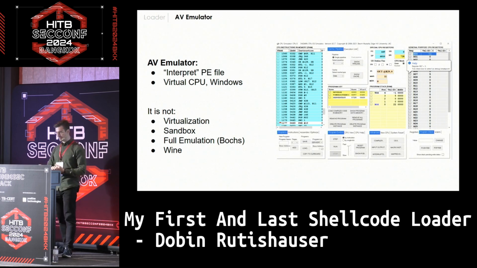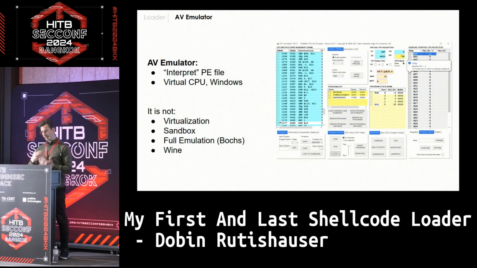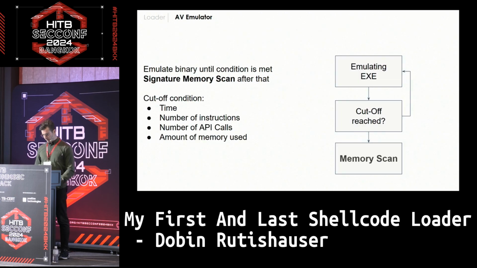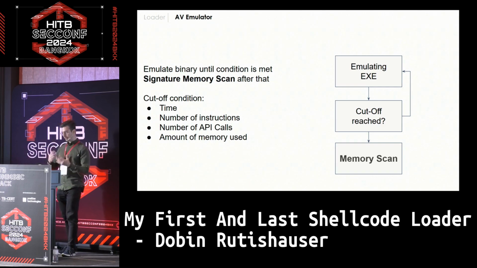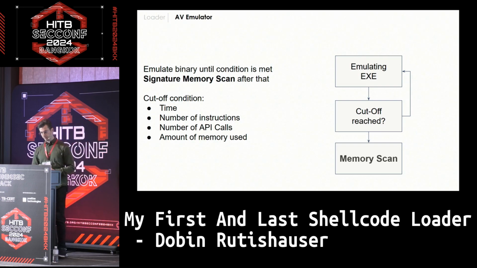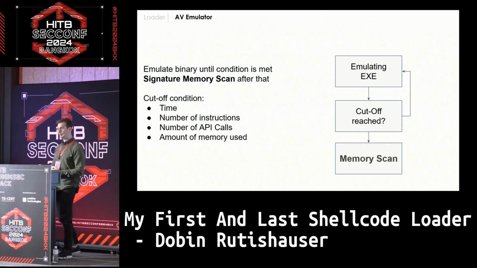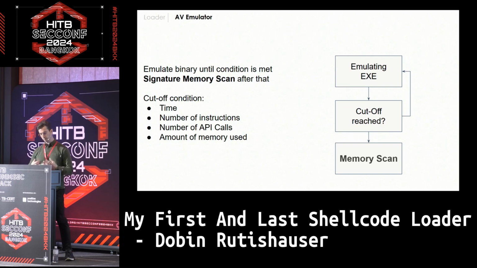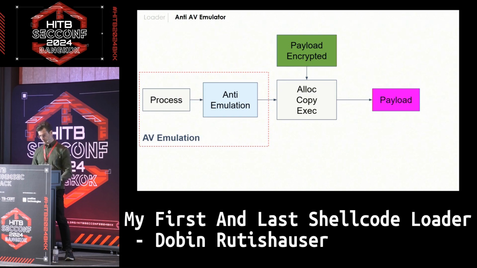Here's a symbolic picture. It doesn't look like this, but you can imagine you just go through the opcodes and re-implement the functionality. This antivirus emulator will open the file and start emulating a little bit, and usually it has a cutoff time. This cutoff condition can be some time, maybe 10 or 100 milliseconds. It can be number of instructions, number of API calls, or even the amount of memory used.